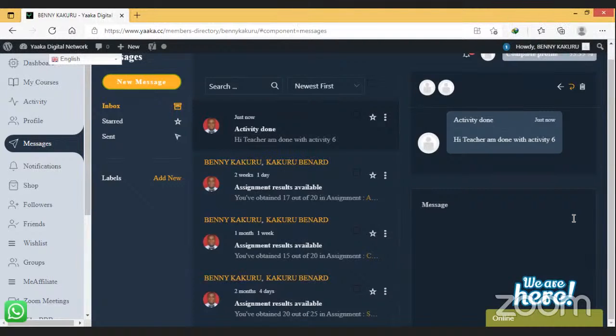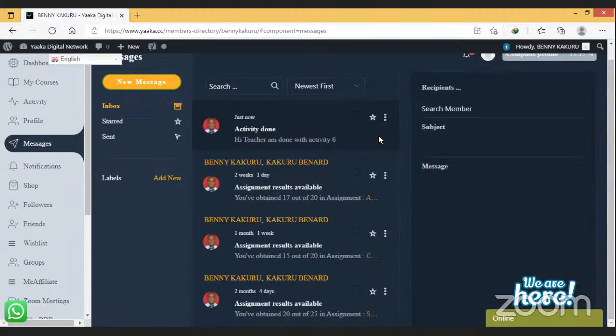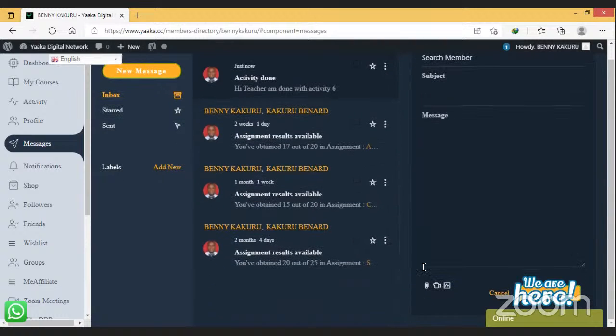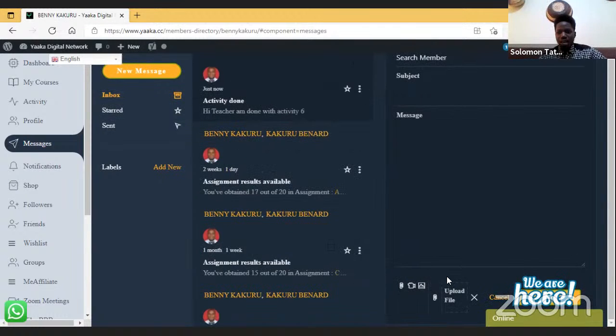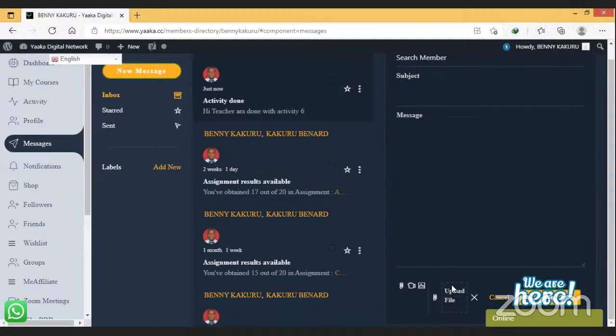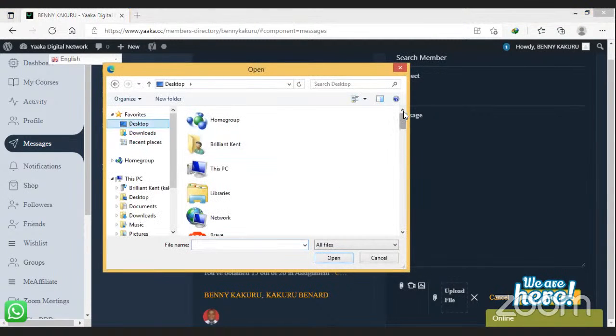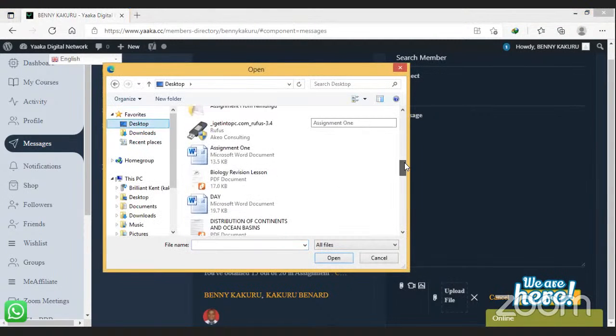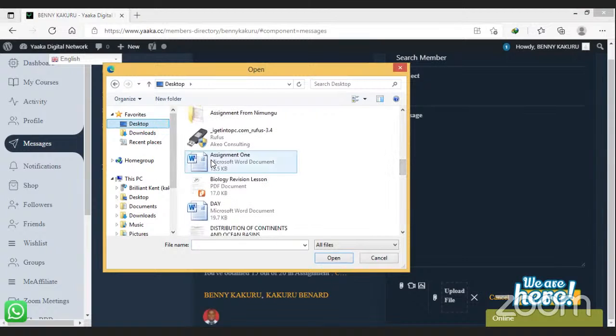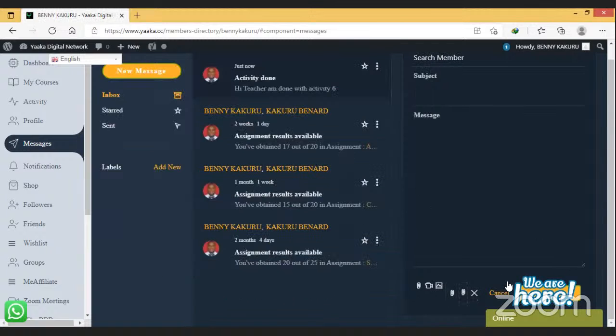I pressed enter knowing that I'm going to another line. Okay, maybe let's begin with attachment. So here it is saying upload. So here I upload. Maybe you had saved your work on the desktop, so you can browse for it. Maybe it is called assignment 1. So it is there. You can now write my message.